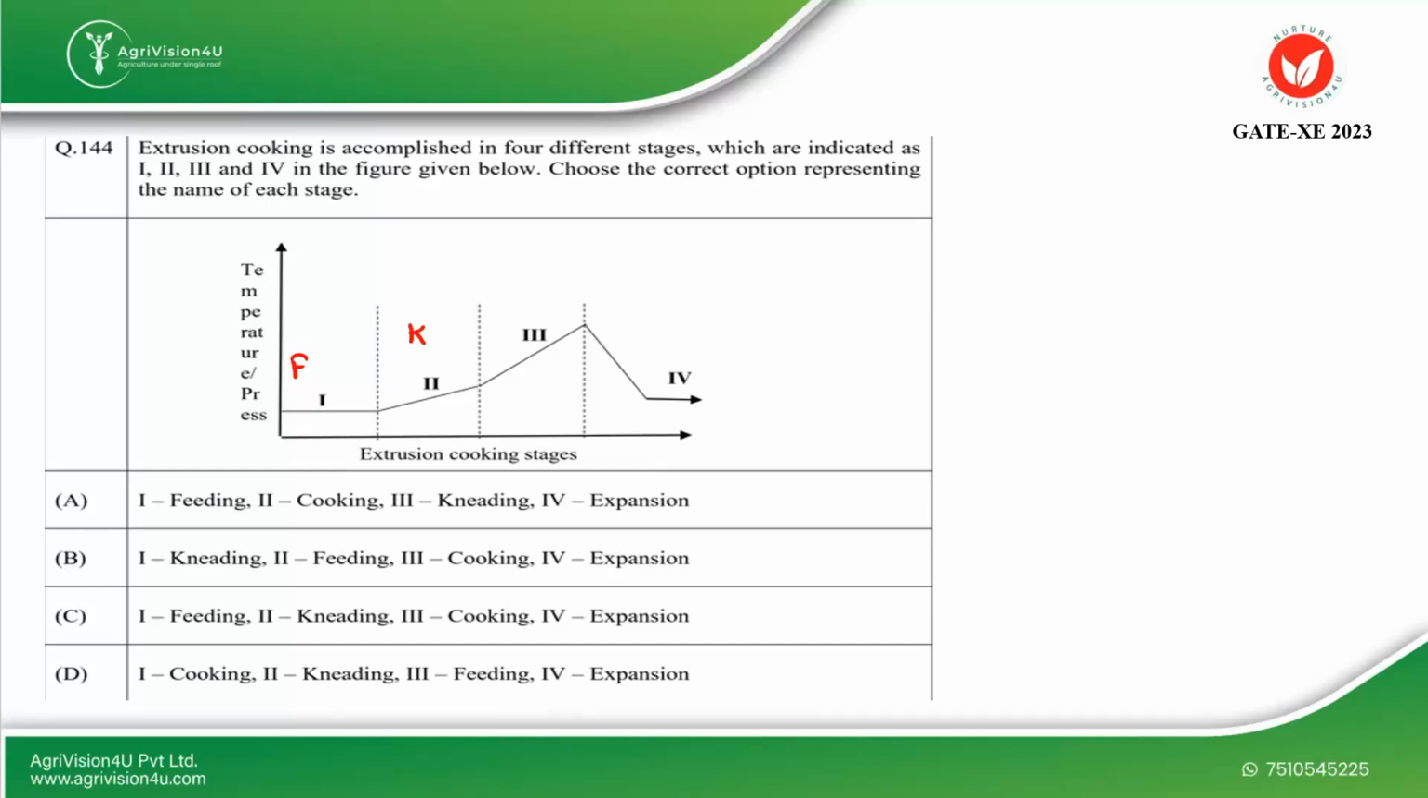It should be kneaded. That means the materials are mixed and heated, which creates a dough-like consistency. After that, cooking. So the dough is further heated and cooked to a desired temperature. And then the last stage should be the expansion. That means the cooked material is now forced through a die, causing it to expand or form a desired shape. So which option should be correct over here? Option number C, that is feeding, kneading, cooking and expansion.